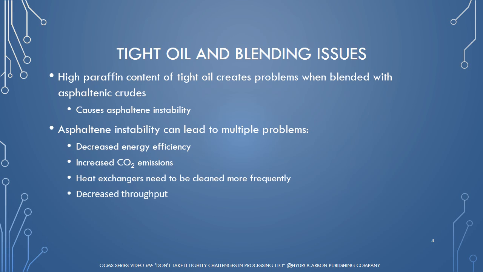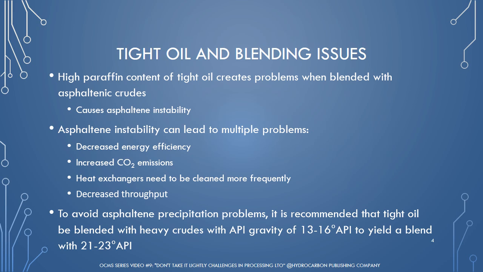To avoid asphaltene precipitation problems, tight oil should be blended with heavy crudes with an API gravity of 13 to 16 degrees API to yield a blend of 21 to 23 degrees API.